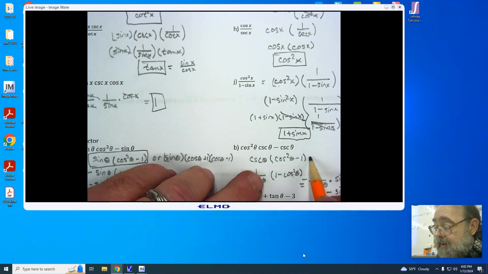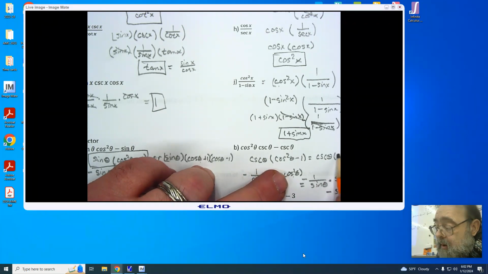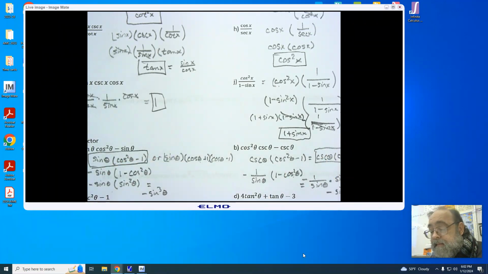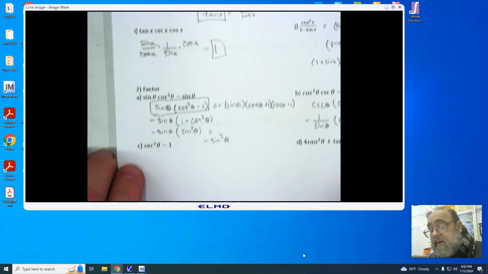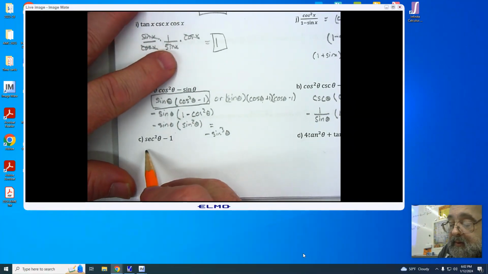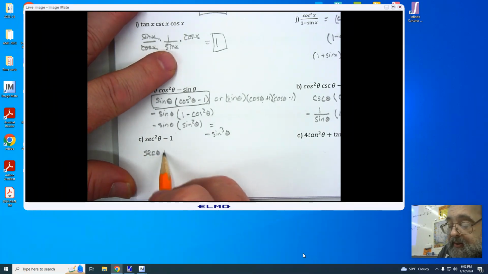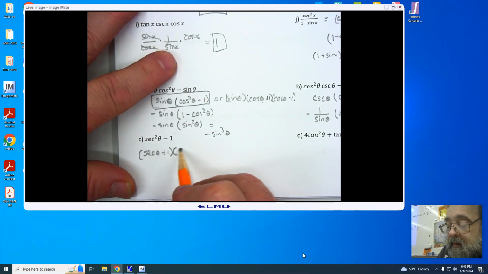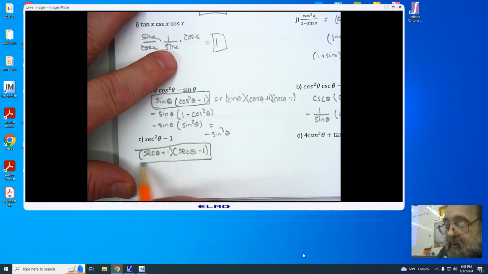So that's what it would be if I were trying to put it in terms of sine. If I'm factoring it, I still have to keep going. Cosecant of theta times cosine theta plus 1 times cosine of theta minus 1. And then this would be my factoring, which is what was asked. Notice, here factoring again, I can call this secant of theta plus 1, secant of theta minus 1.